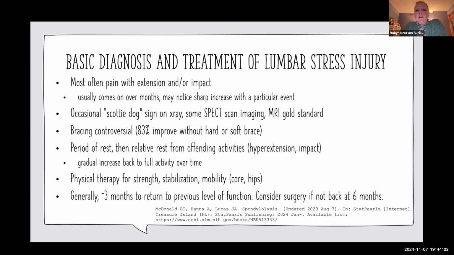And then treatment is basically going to be a short period of rest, then some relative rest. Maybe they can go back and they can skate, but they can't jump or spin, and then they can spin, and then they can jump. And this takes a period of a few months with some gradual increase over that period of time.